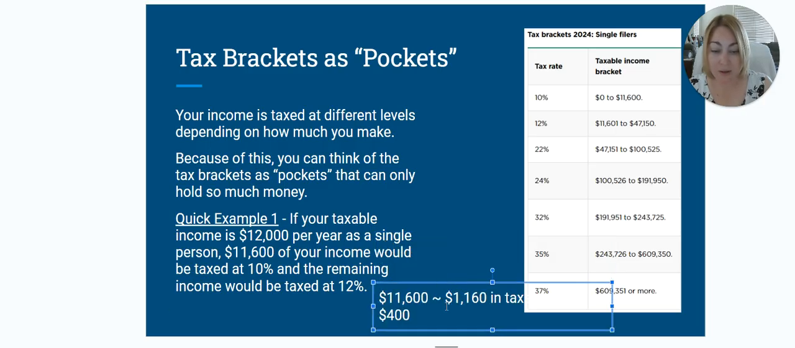Okay. So we've got 11,600 in income. That's going to be $1,160 in tax. Okay. Now we're going to do the same thing, but with the 12% pocket now.